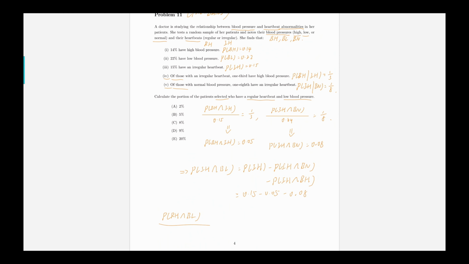Maybe I should swap the two because I don't want anybody to be confused. But that's the correct approach, and I'm getting 0.02.